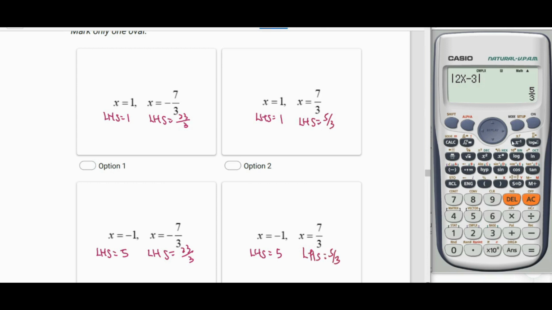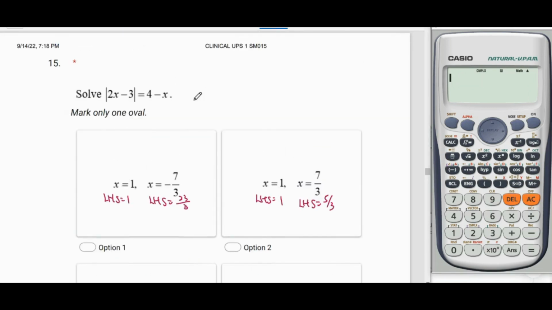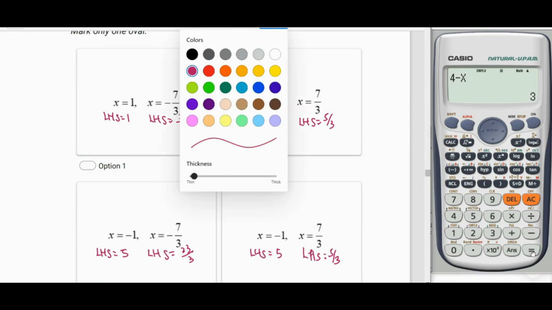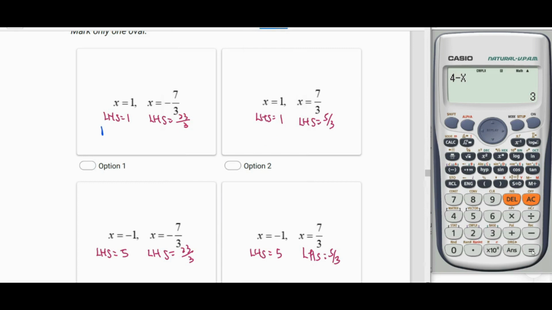Alright, then we check the right hand side. The right hand side is 4 minus x. Calculate for x equals 1. The answer is 3. Okay, so this one is out already. Then calculate for -1. The answer is 5. So the right hand side is 5.